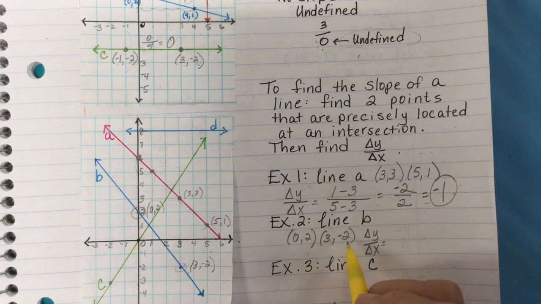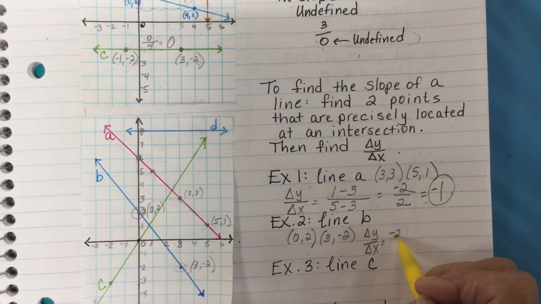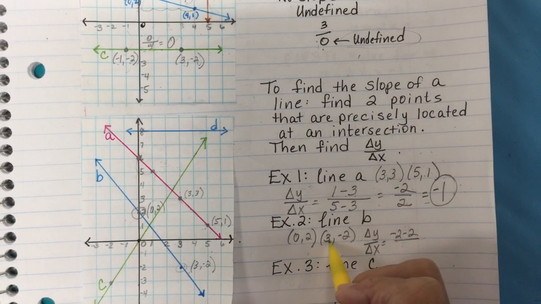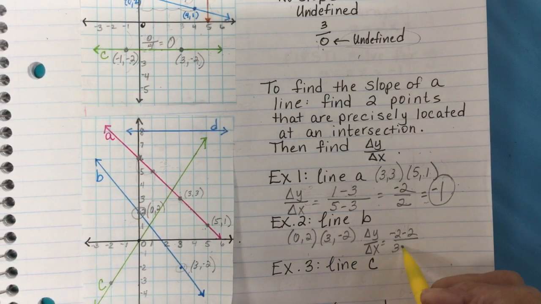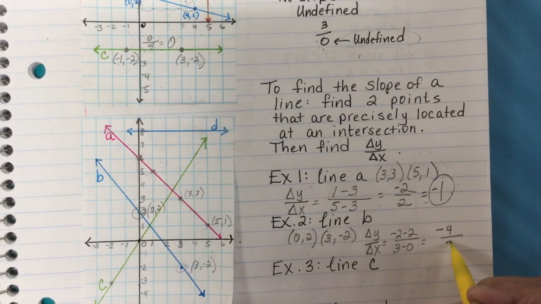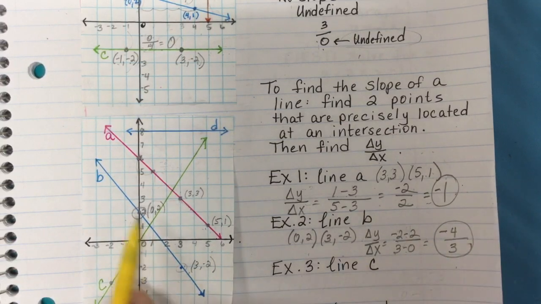So from negative 2, we're going to subtract 2. Negative 2 minus 2. Now the x's, 3 minus 0. Negative 2 minus 2 is negative 4. 3 minus 0 is 3. That is the slope of the blue line.